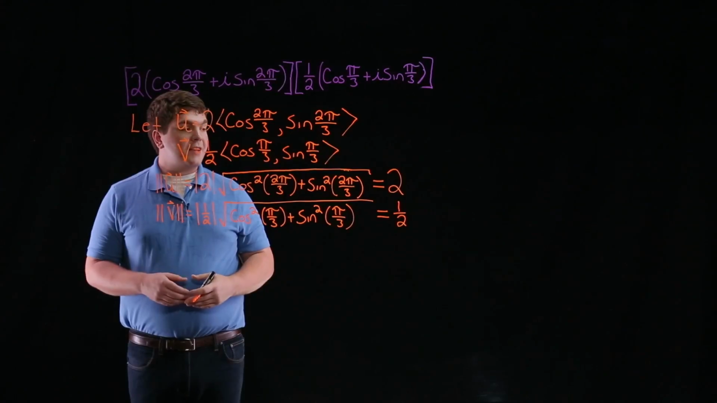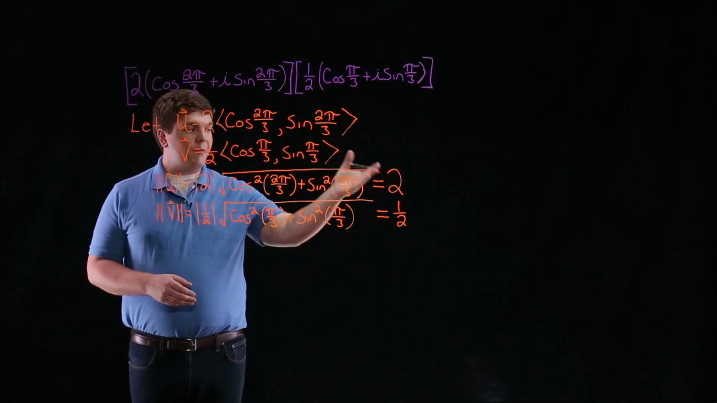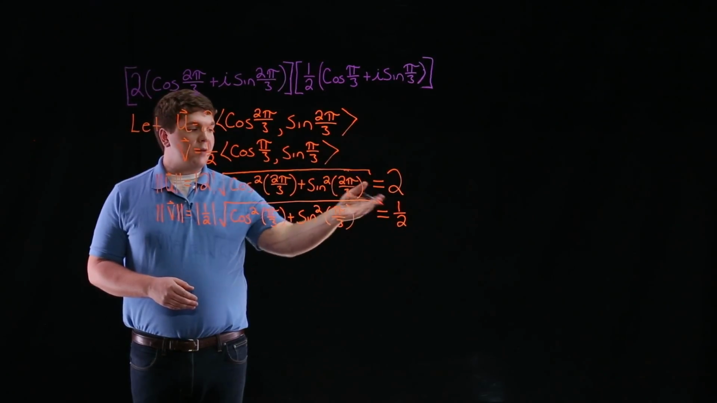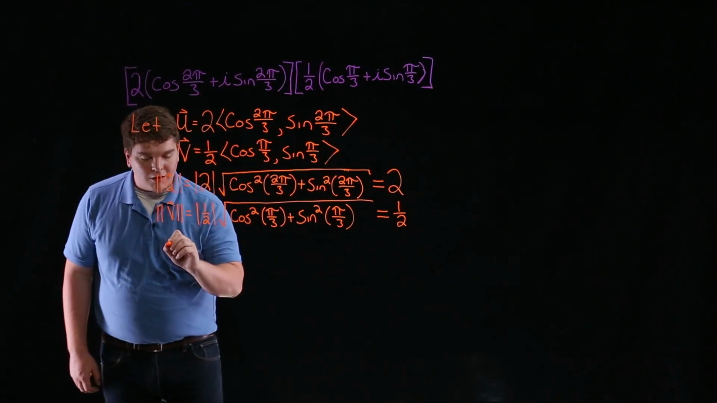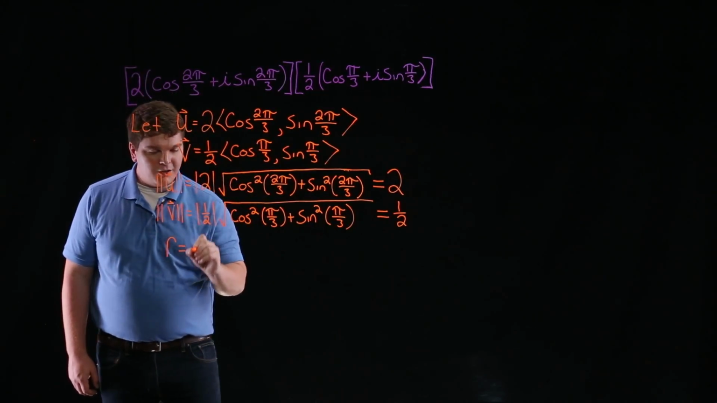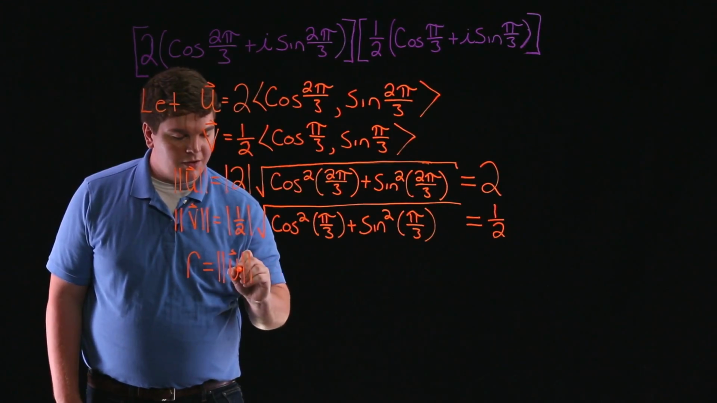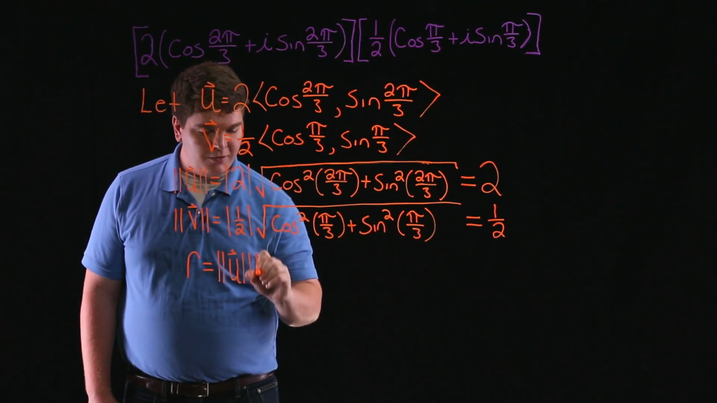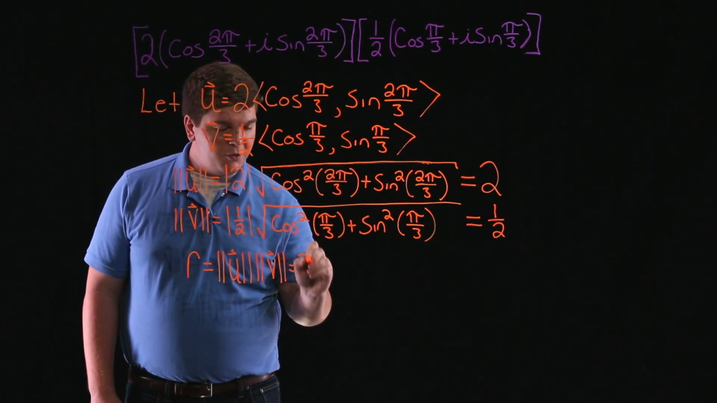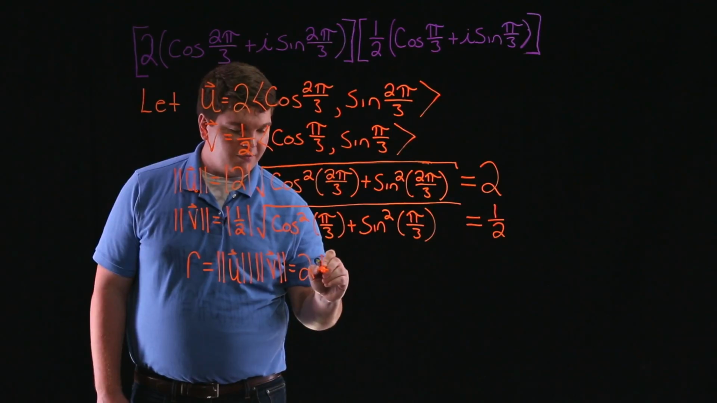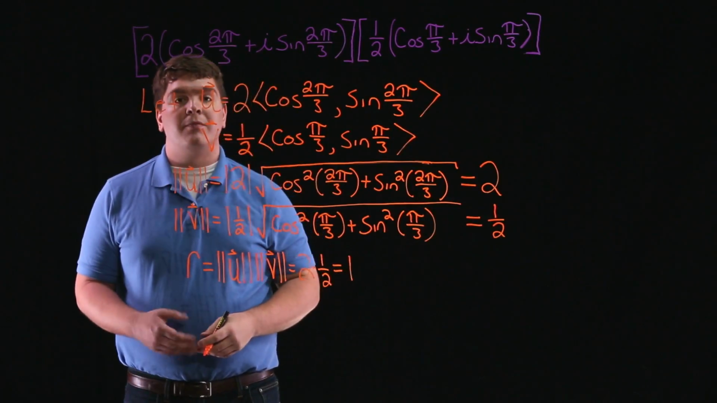So what we have is that the modulus of our product is going to be equal to the magnitude of u, which is 2, times the magnitude of v, which is 1/2. So our r, or our modulus, is going to be equal to, like I said, the magnitude of u times the magnitude of v, which is 2 times 1/2, which is equal to 1.